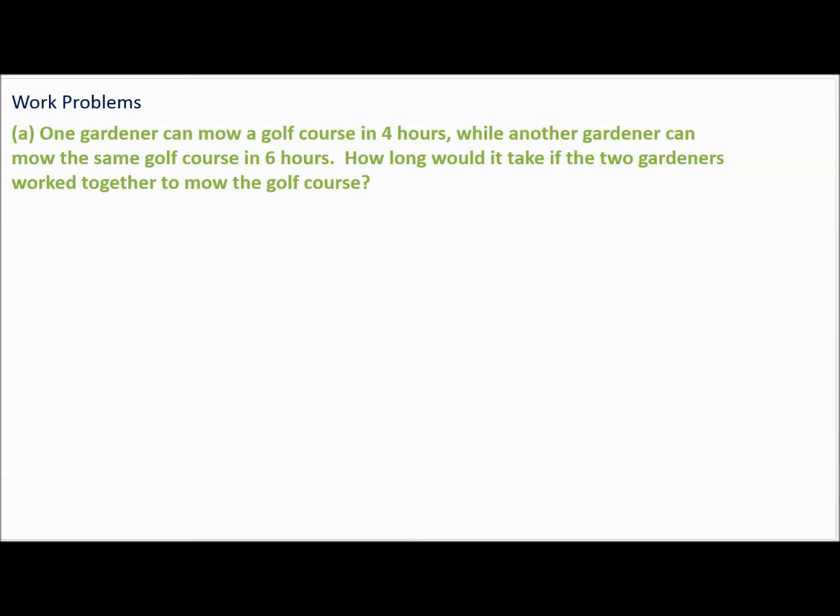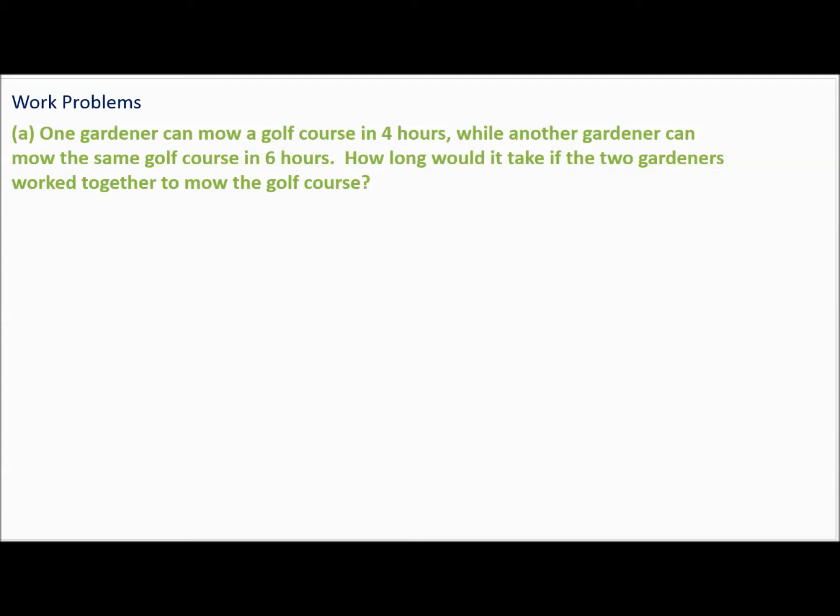So here's an example, and I'm going to explain it using this example. I think that's the best way to get started. So we have one gardener can mow a golf course in 4 hours. So this one guy or girl by themselves can mow a golf course in 4 hours, while another gardener can mow the same golf course in 6 hours, okay? So the second person takes a little longer to mow the golf course. It could have to do with the person, it could have to do with the equipment, but it doesn't matter why. We're not going to get started on that.